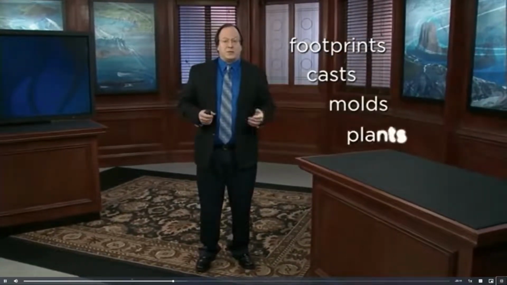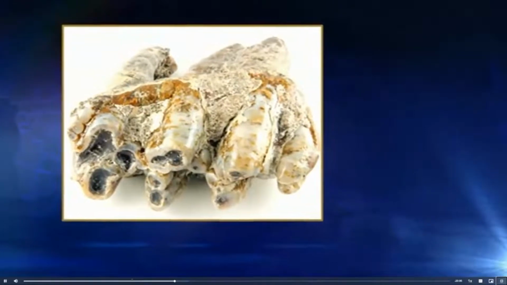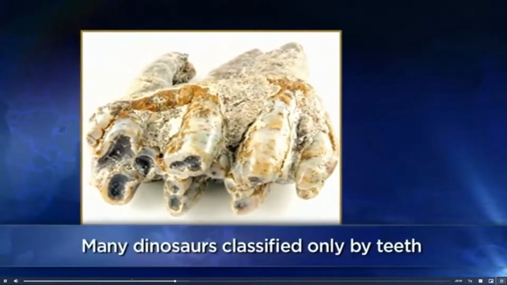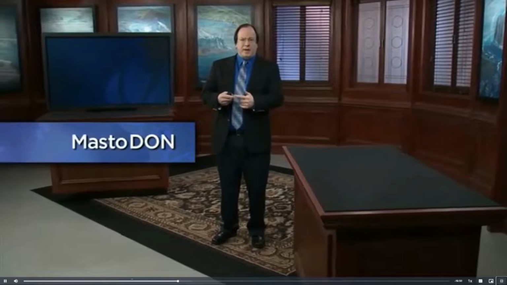Fossils can take many forms. Sometimes they're footprints. They can be casts or molds. Plants are often hard to preserve, but it does happen sometimes. For animals, it's usually just the teeth or bones or shells that are preserved. Many dinosaurs are classified by only their teeth. That's all that remains sometimes. Think of all the ancient animal names that end in "don" or "dont." That means tooth. So Dimetrodon, Iguanodon, Glyptodon, Mastodon. That's because what you usually find left over is just the teeth.